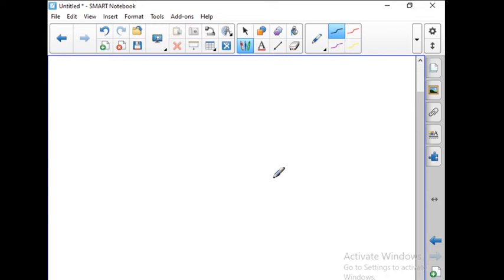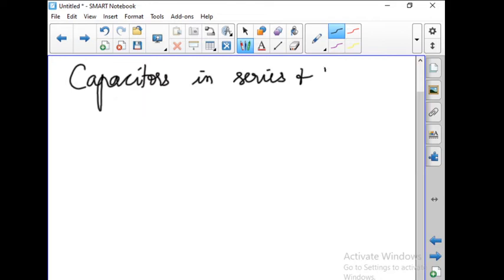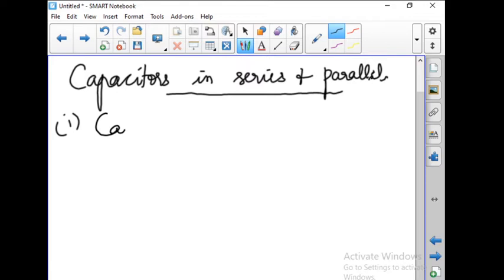Welcome children. Today we are going to study capacitors in series and parallel. First, let us study how to calculate the equivalent capacitance when the capacitors are connected in series.